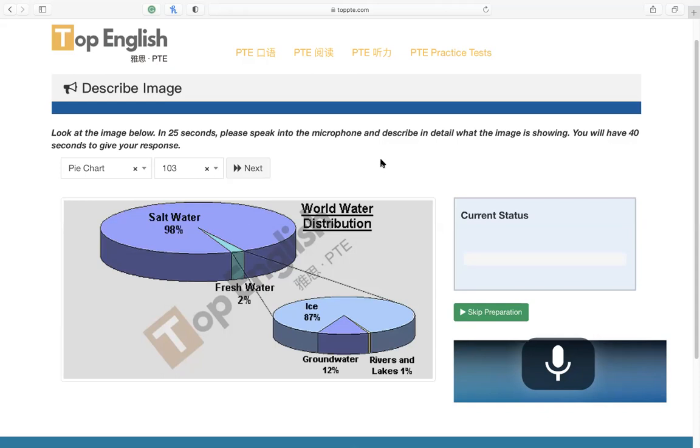The fresh water is color-coded in purple, and the ice is color-coded in light blue. The groundwater is also darkish purple, which is similar to the salt water color coding, and the rivers and lakes is like a cream color. In conclusion, this image provides information about the water distribution throughout the world.